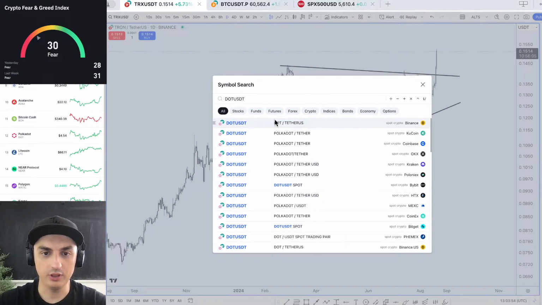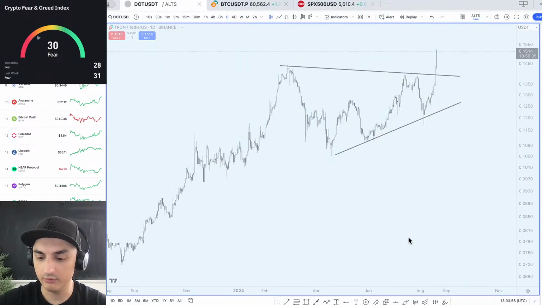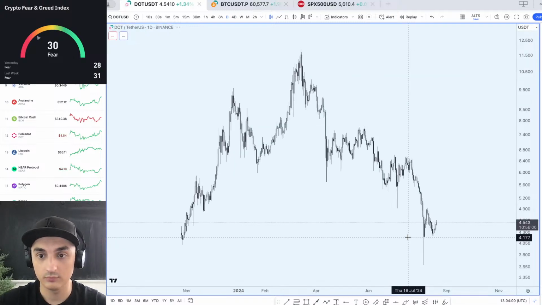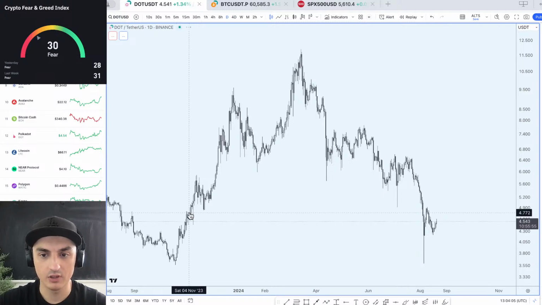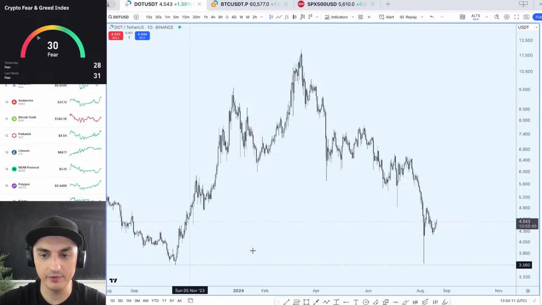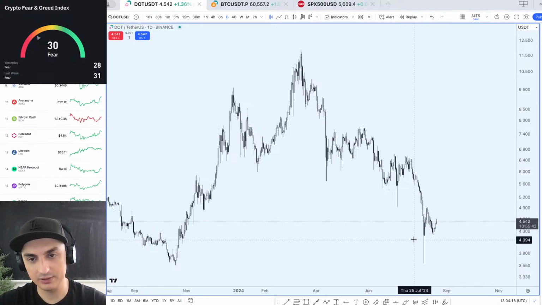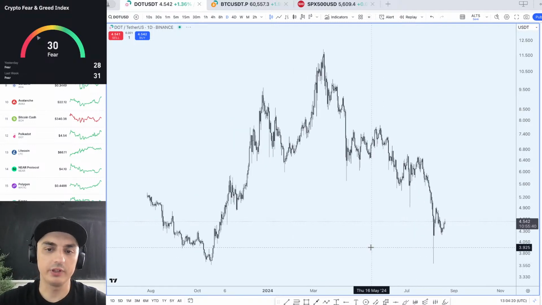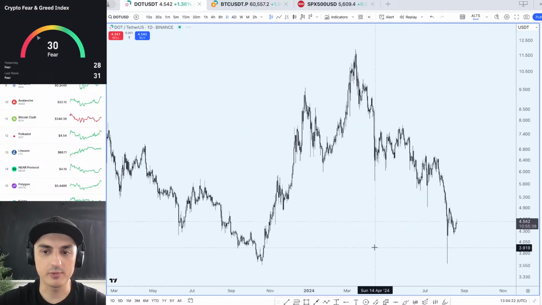So DOT USDT. I'm looking at DOT USDT right now. DOT is basically back to the 2023 range where it got to 3.5, and right now it's trading at 3.4, kind of rising a little bit, but I don't really like these kinds of shapes right now on the markets. It's very undecided.